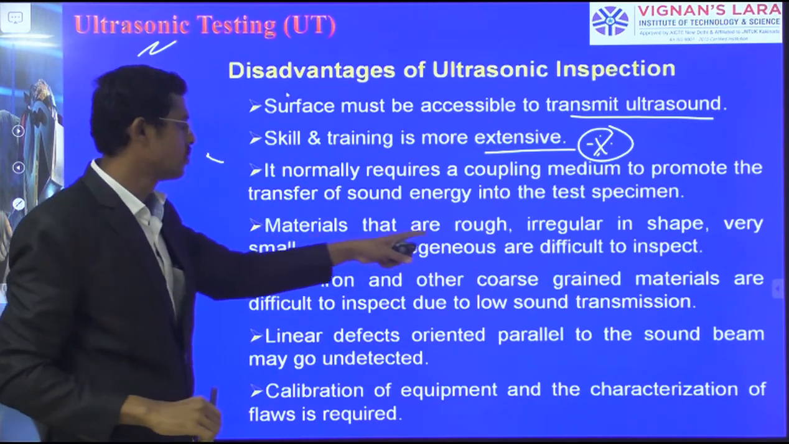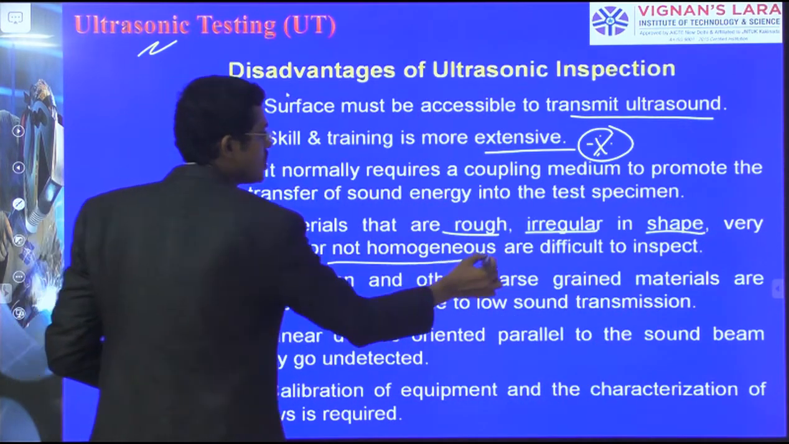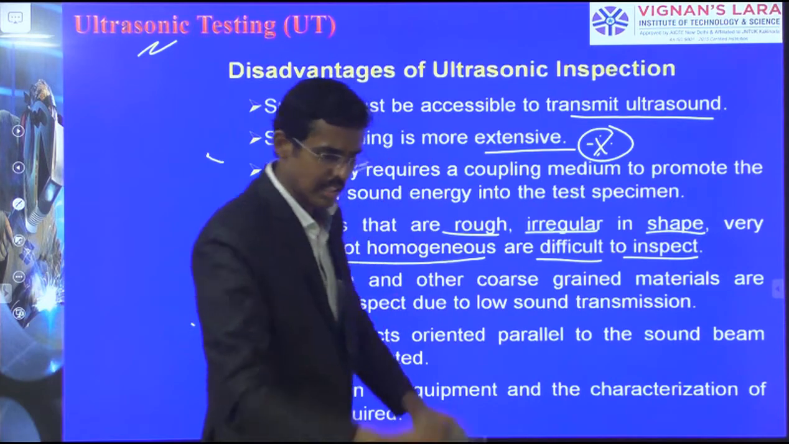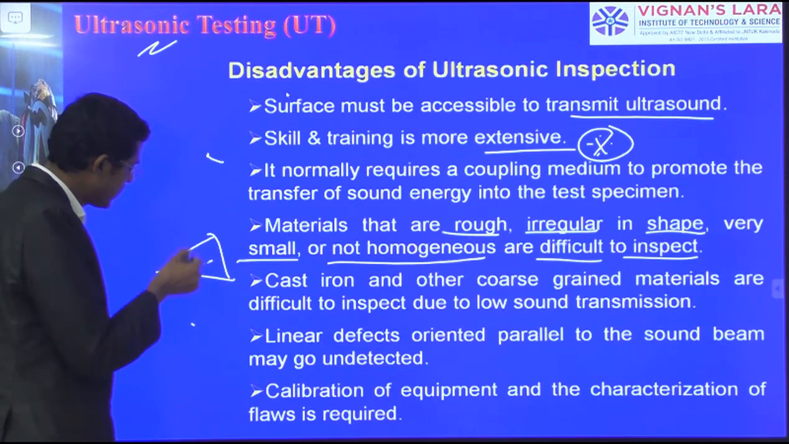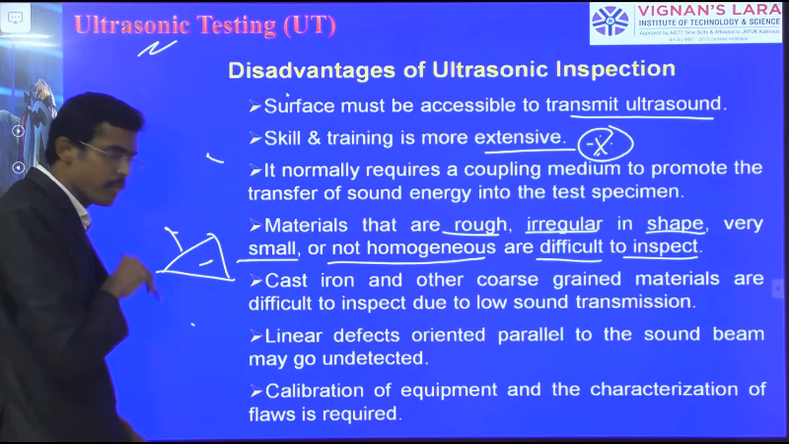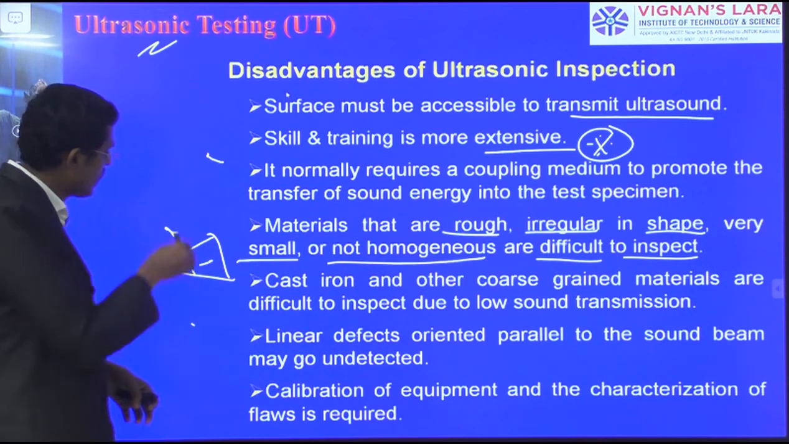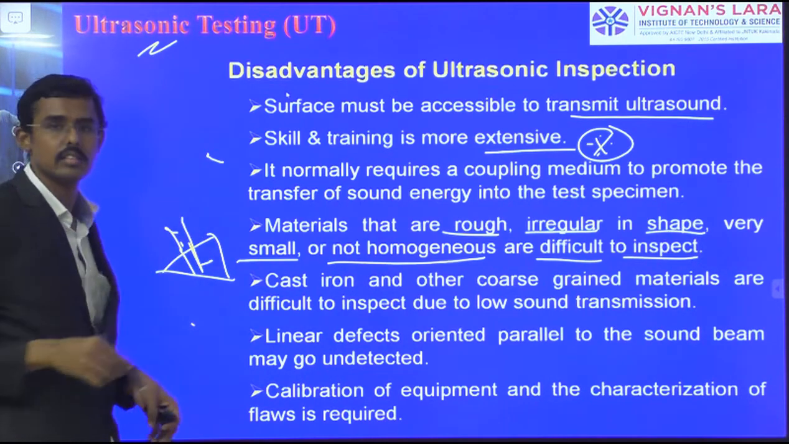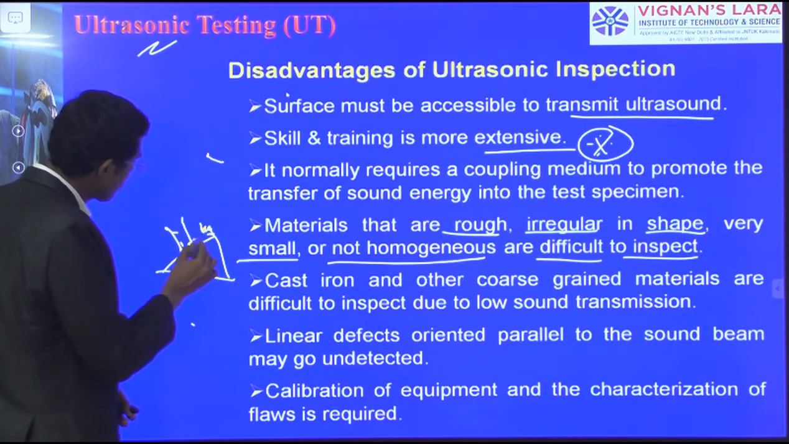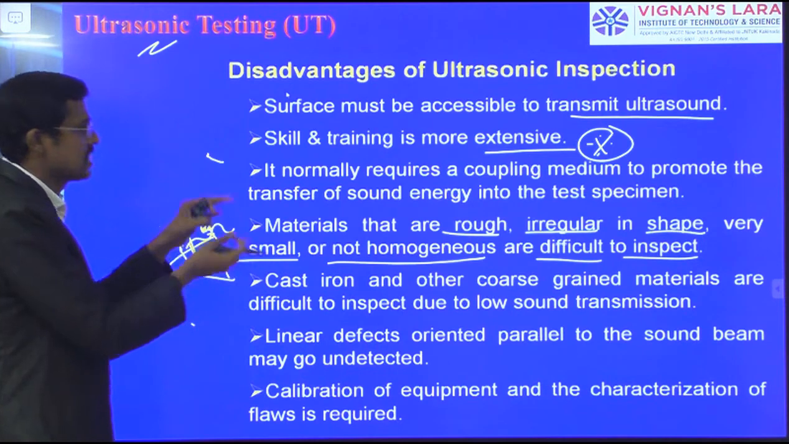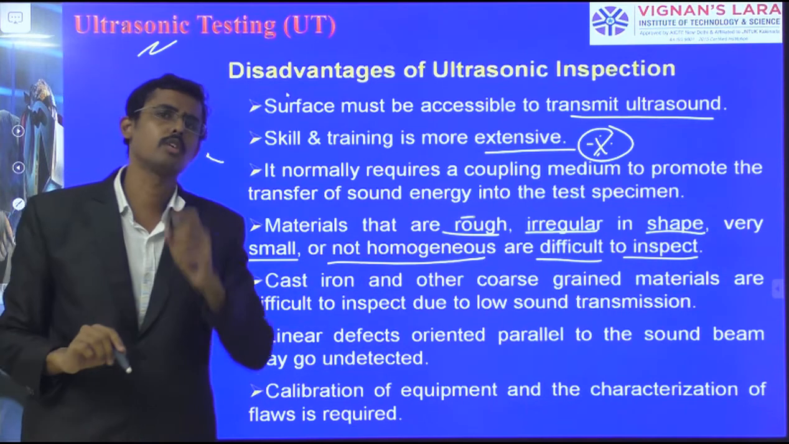Materials that are rough or irregular in shape, very small, or not homogeneous are difficult to inspect. If the surface has an irregular shape like this, and the defect is here, I pass the probe here and it reflects here, and I identify that there is no defect. Again I send it, it goes here and comes back, no defect. It's difficult to operate, and all the positions are difficult. Therefore surface irregularities should not be there, and rough surfaces should not be there, since even a rough surface will show peaks. So all that is to be verified.